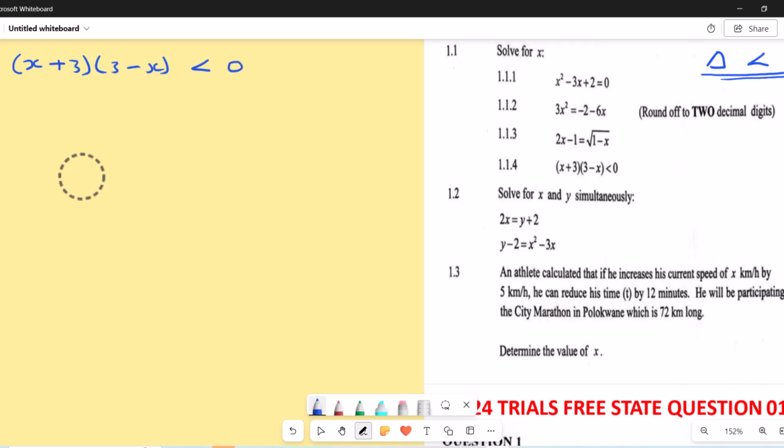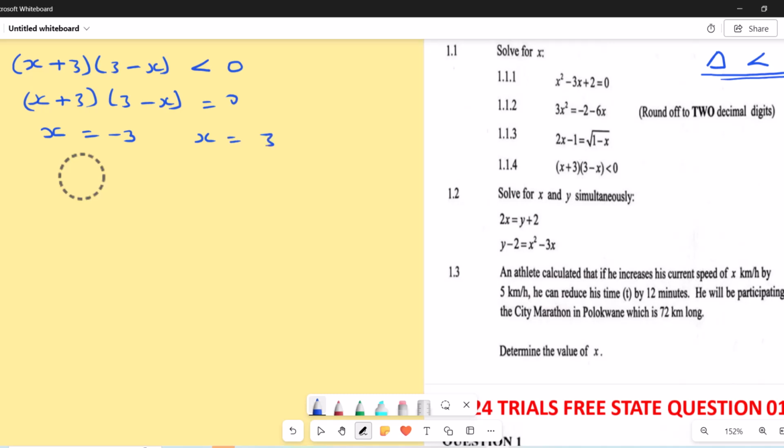Now in this case we begin by getting our critical values. So we're going to solve x plus 3 multiplied by 3 minus x and equate it to 0. So it gives us x equals -3 and also x equals +3 as the critical values.